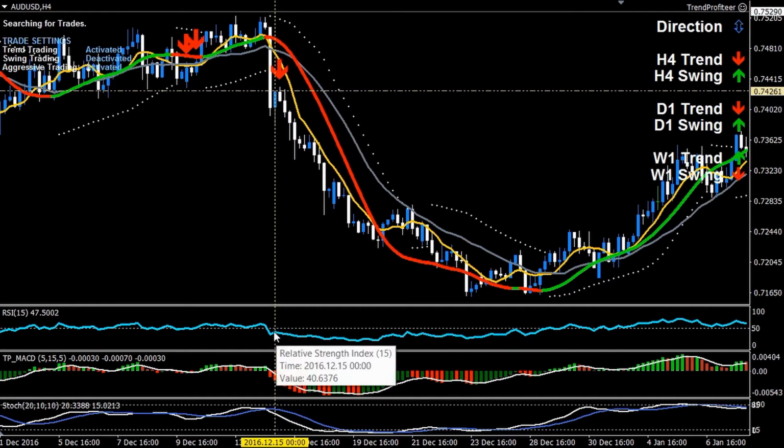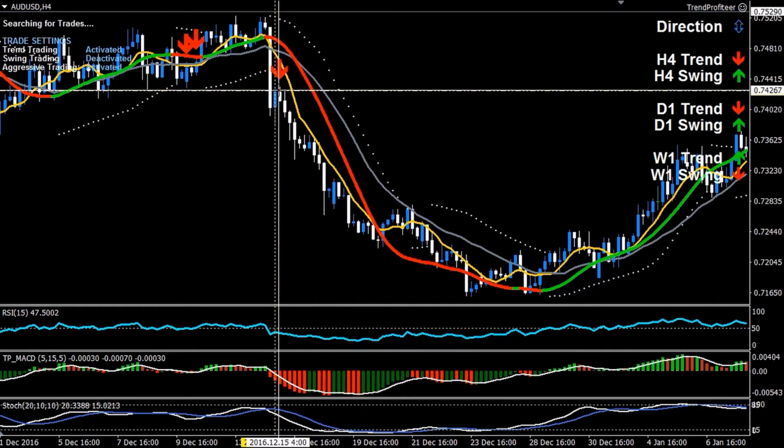The RSI must be 50 or below. It's below in this case. The MACD must be below the zero line. It doesn't need to be red, and it certainly doesn't need to be below the signal line for an aggressive trend trade, but in this case it fulfills the criteria of being below. And the white stochastic line must be below the blue stochastic line. So all of those rules are in place.